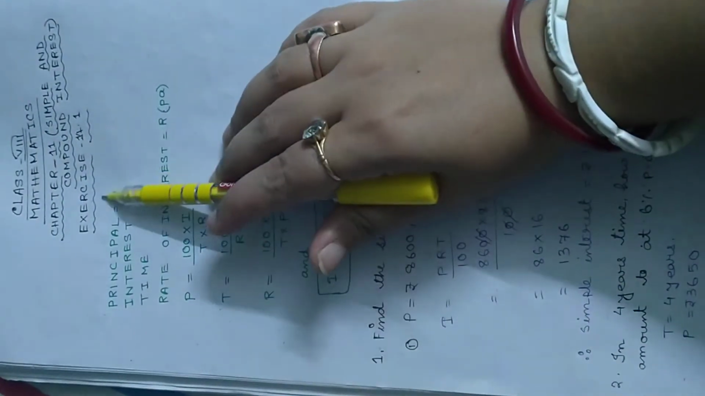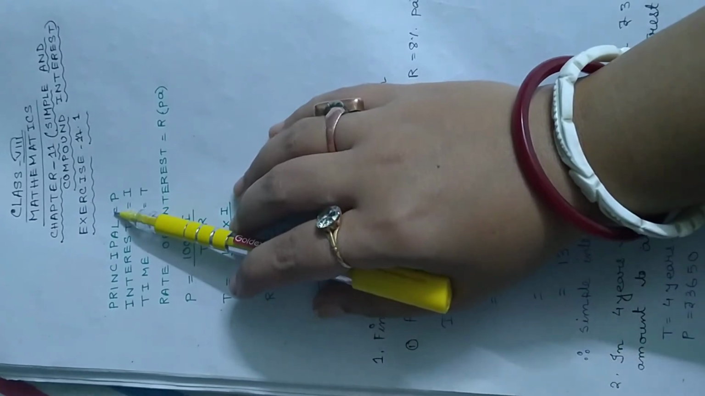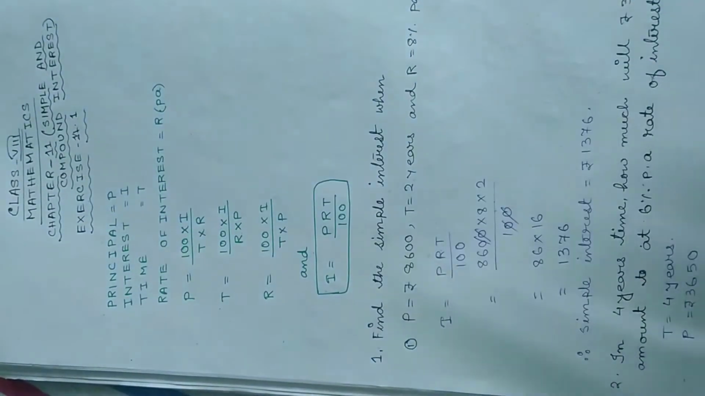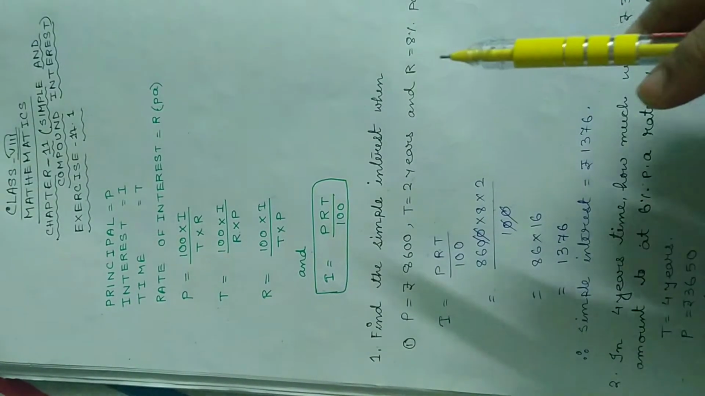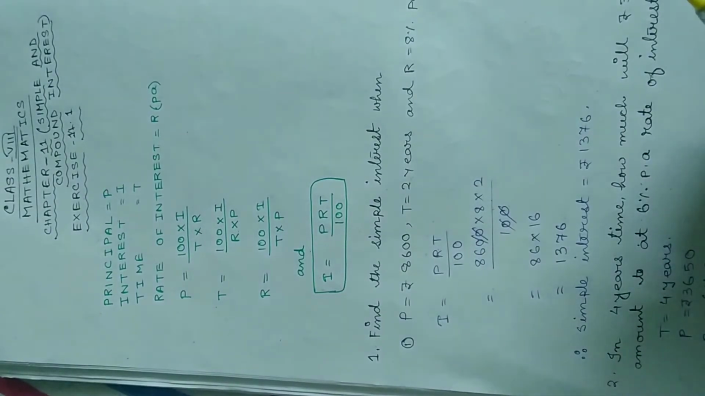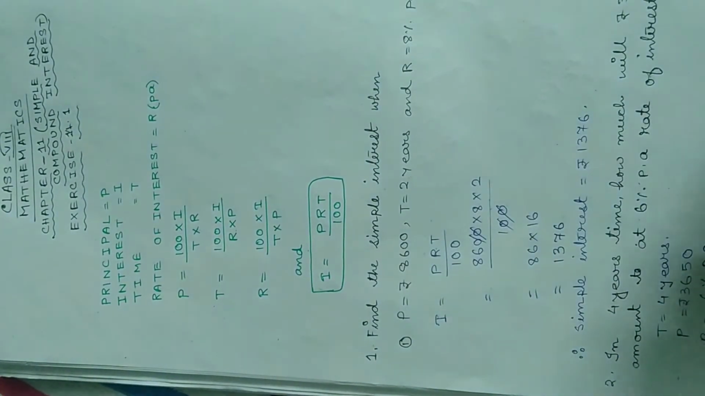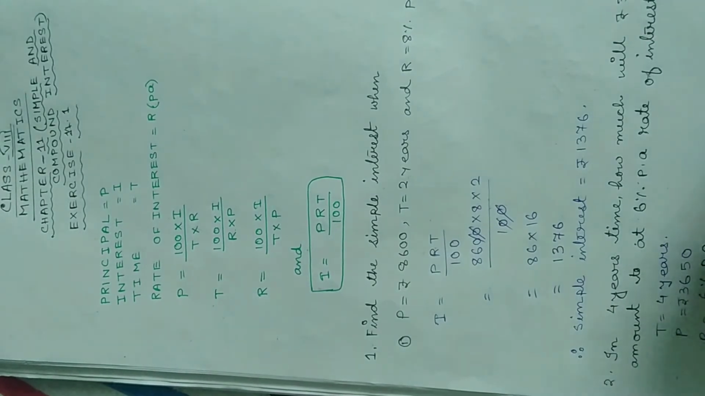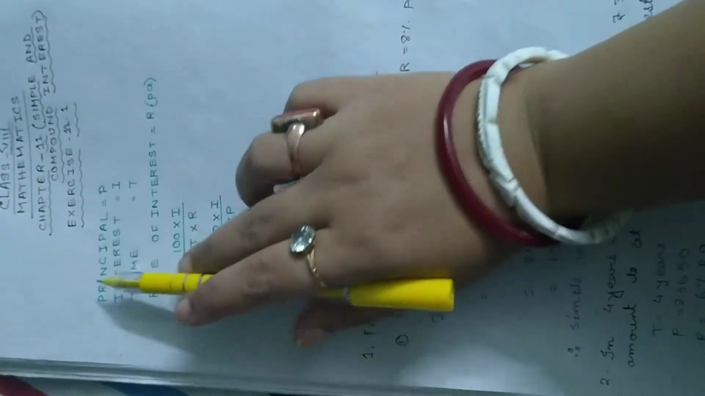What is the meaning of P? P means the principal amount. Suppose we are keeping some amount in the bank. The amount we are keeping in the bank, or saving in the bank, is known as the principal amount. If we want to deposit 5,000 rupees to a particular bank, then that 5,000 rupees will be the principal amount.